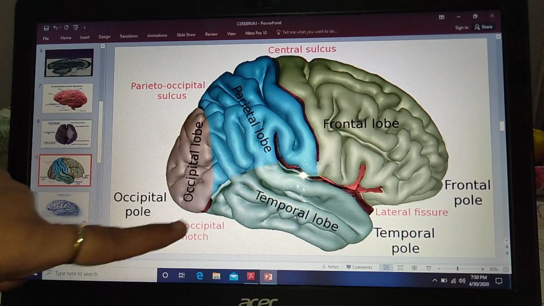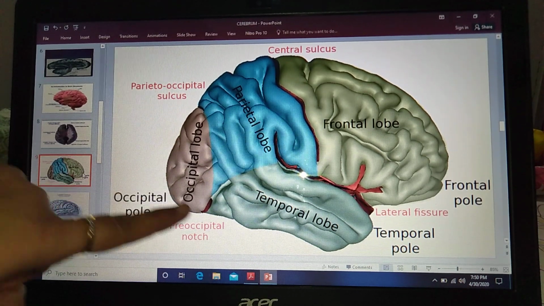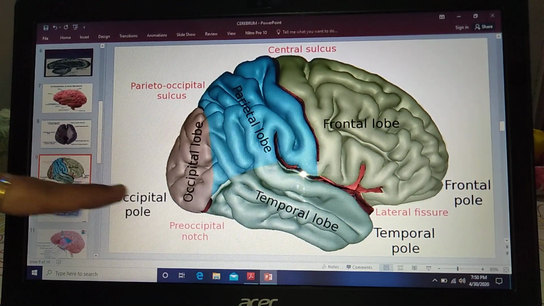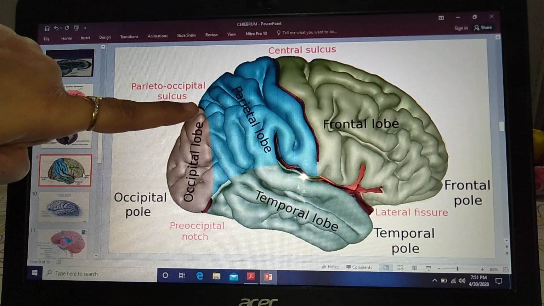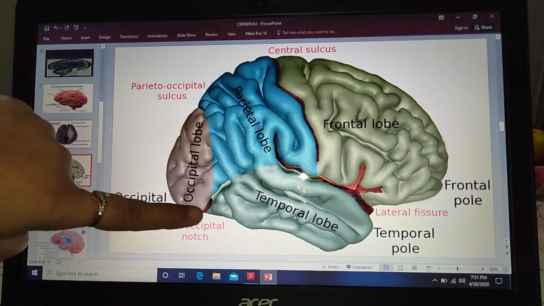And the last that you can see is the preoccipital notch. It is an indentation on the inferolateral border, right here, about 5 centimeters in front of the occipital pole. The division is completed by drawing one line joining the parieto-occipital sulcus to the preoccipital notch, right? Now what we are going to do is draw the imaginary lines. Means first imaginary line from the parieto-occipital sulcus to the preoccipital notch, right?